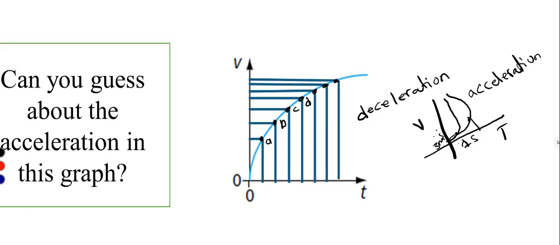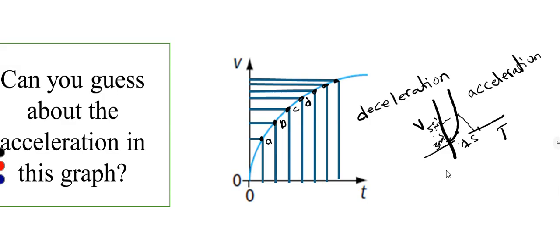okay, let me redraw it for you. Let's suppose we have this graph. Now in 1 second, if my speed is 3 meter per second, now in the second one it is 5 meter per second. Now the change is huge here. In the first 1 second it was 3 meter per second, but in the next second it was 5 meter per second. So look, the change is greater.